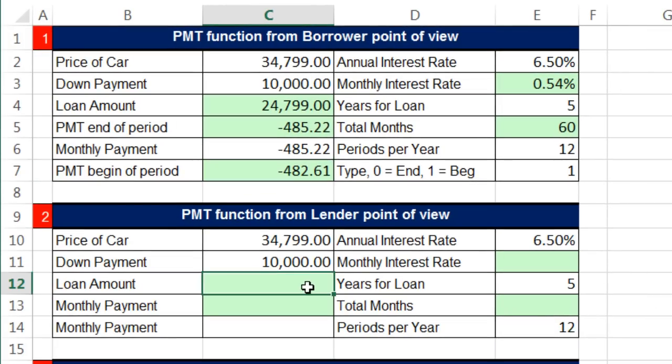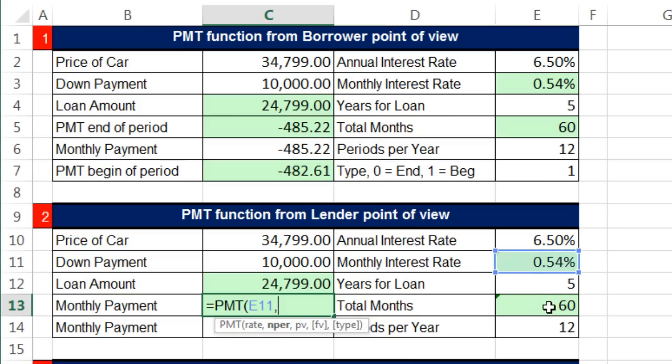Now let's go look from the lender's point of view. The loan amount is still going to be the same, price minus down payment. The monthly interest rate is still going to be, hey, that annual rate divided by the number of periods for the year, and the total number of periods will be years times periods per year, which would be 60. So we come over here, and this is going to be from the point of view of the lender. So the rate, period rate. Number of periods, same for both the borrower and the lender. But the present value is going to be negative because the bank, when they loan this to you, it comes out of their wallet. All right?